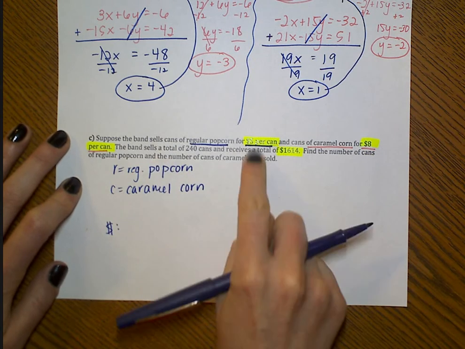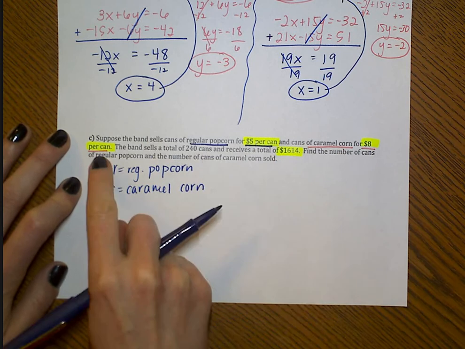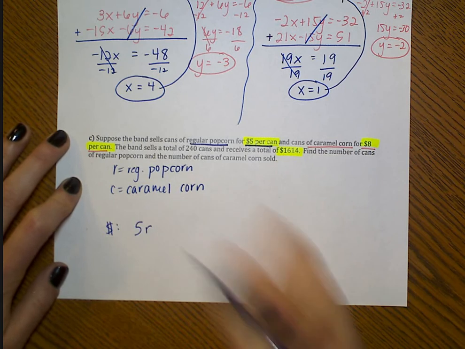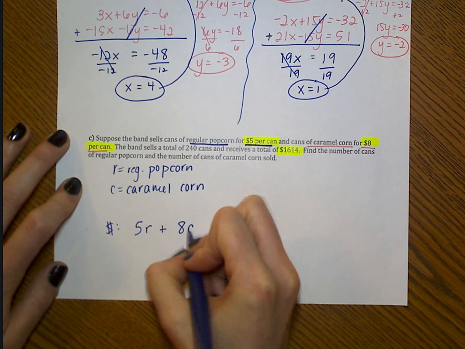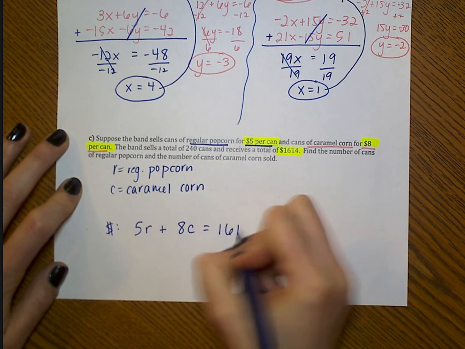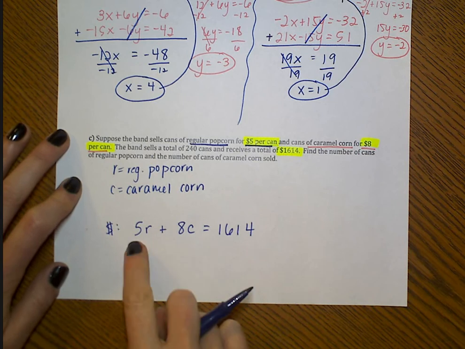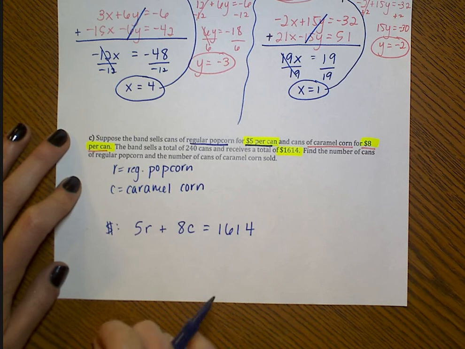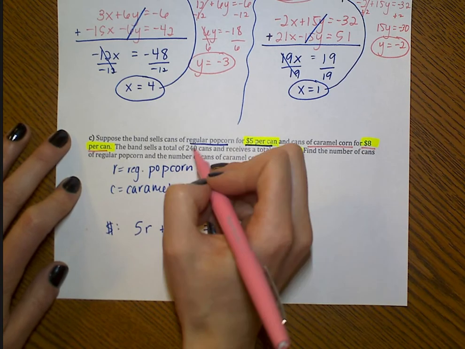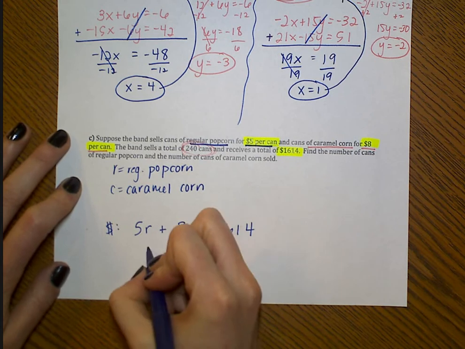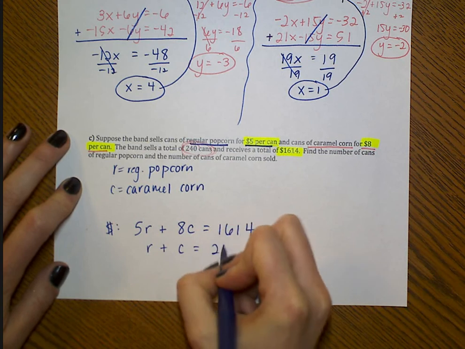You know, it's $5 for regular, $8 for caramel, and they sold this much. So I'm going to put those numbers together. $5 for regular, $8 for caramel, and the total, which always goes by itself, was $1,614. Okay, so that's one equation. The second equation is only going to have one number, and it's the number I haven't used, the 240 cans. I know the band sold that many cans, so between caramel and regular, that's the amount that they sold. So that one's going to be real plain. Regular plus caramel equals 240.